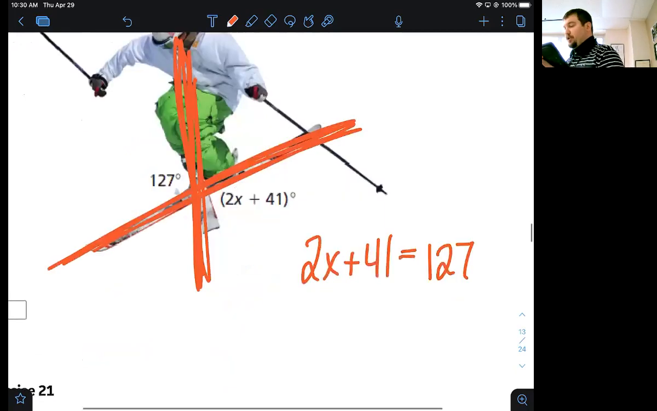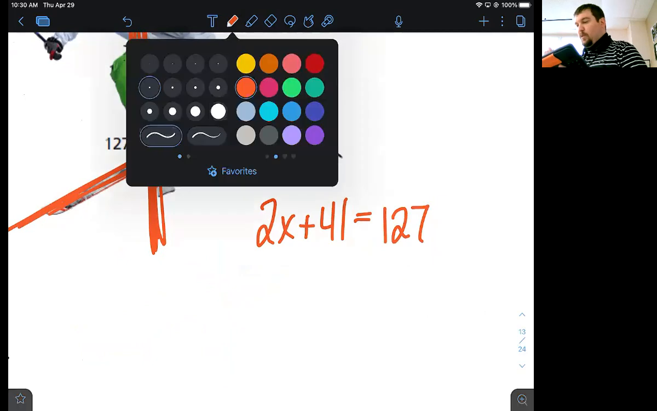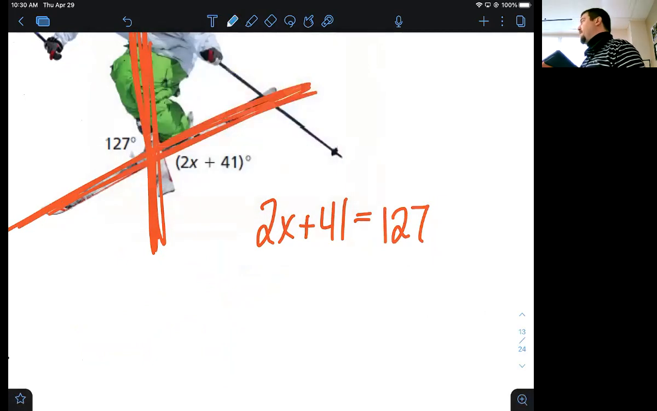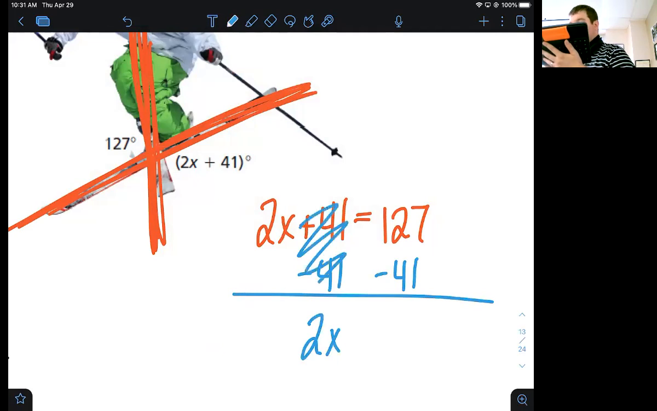Grayson, what's the first thing I should do to start solving this backwards? What's my constant number? What can I get rid of right now on the left side? Yep, let's subtract 41 from both sides. Grayson, tell me what 127 minus 41 is. You might need your calculator. 86, so 2x, because this is gone, equals 86.